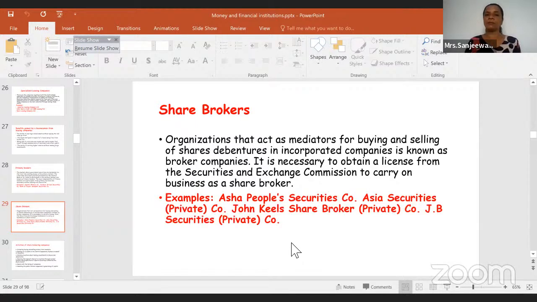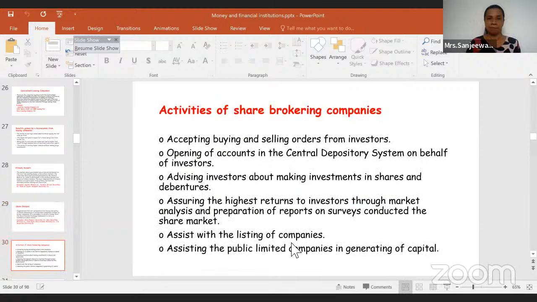Then what are the activities of share brokering companies? They accept buying or selling orders from investors, right? So they're accepting buying and selling orders from investors. Opening of accounts in the central depository system on behalf of investors. If I want to buy shares from a share market, I can't just go and buy that, no. I need to have an account, right? So I need to open an account with the central depository system. So the share brokers do that on behalf of us.